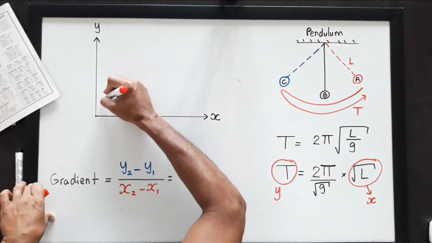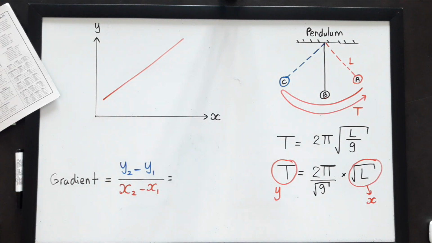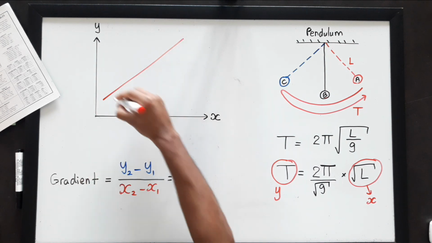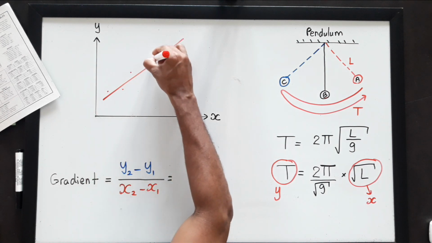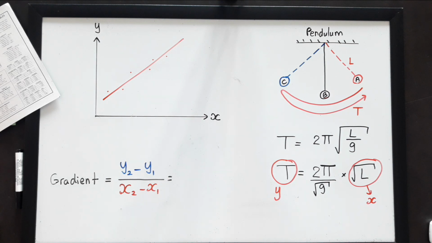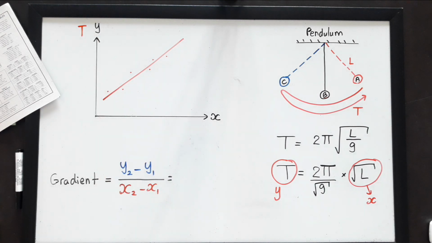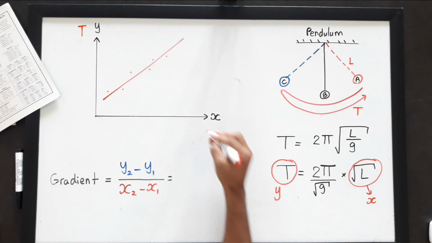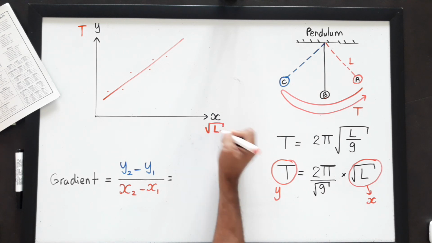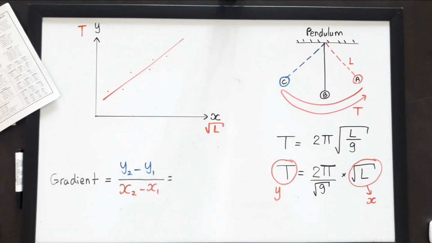And let's assume that when we drew the line, we got something like this. We got a straight line. Well, we didn't get a perfect straight line. We got different dots, and we just drew a best fit line to suit the scenario. So let's see what we have here. T was required to go on our y-axis, and square root of L was required to go on our x-axis. Remember, we're trying to calculate the value of gravity on Earth, which is roughly around 9.8.